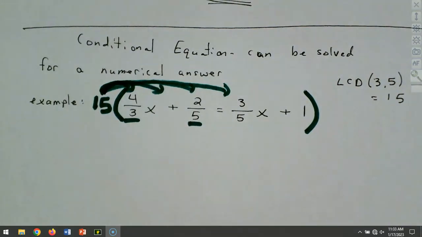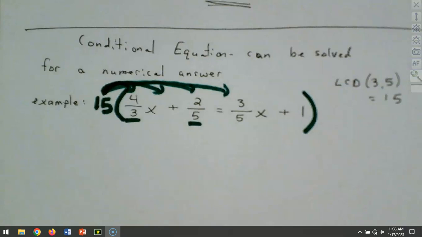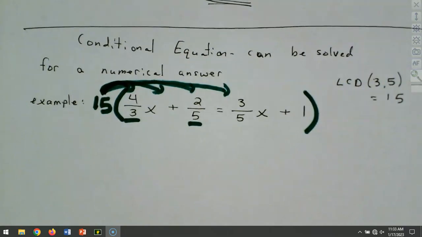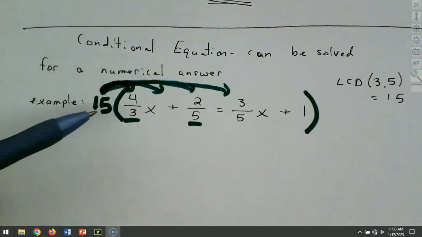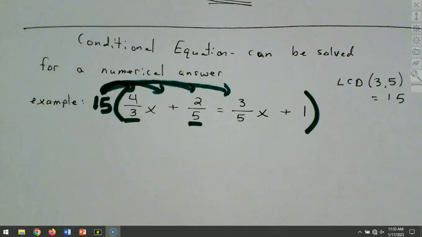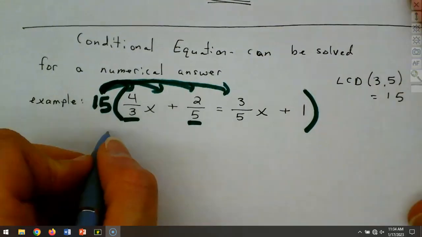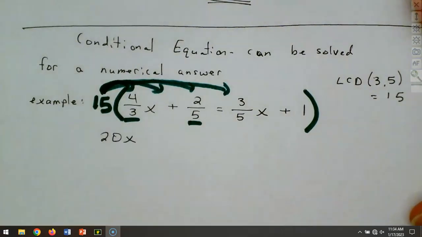When I multiply by that 15, what happens to my fractions? They're going to cancel out. Now, we take that 15, we divide it by the number down below, that's called the denominator, multiply it by the number on top, that's called your numerator. So divide and multiply. It's that easy. So 15 divided by 3 is a 5. 5 times 4 makes it a 20. Bring down your x.